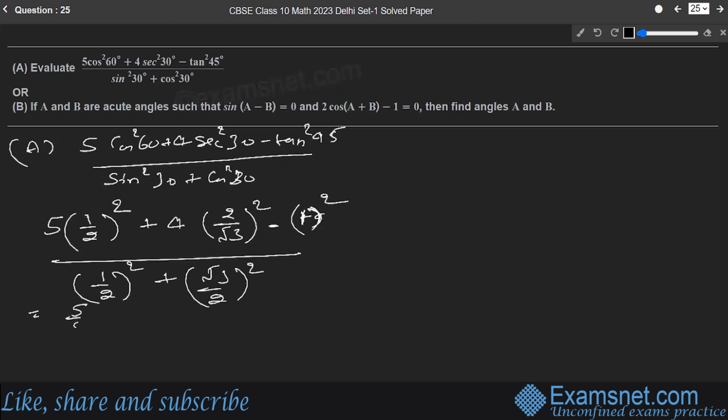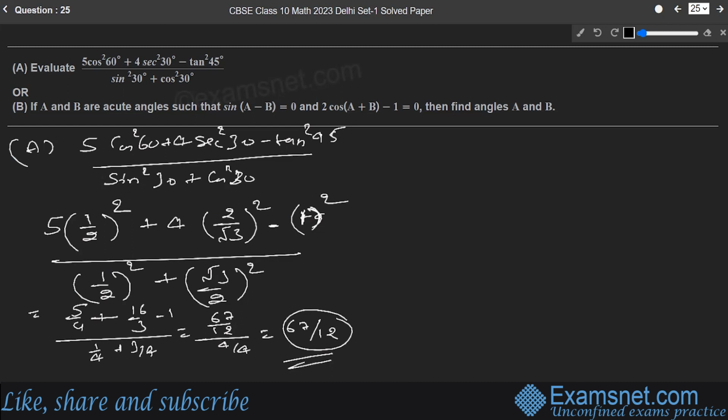So after writing all these values, we can start solving. So this is becoming like 5 by 4 plus 16 by 3 minus 1, upon 1 by 4 plus 3 by 4. If you solve this further, this becomes 67 by 12 divided by 4 by 4. That is nothing but 67 divided by 12. So that becomes the right answer. 67 by 12 is the final answer of this particular trigonometric expression. Let us have the another part solved.